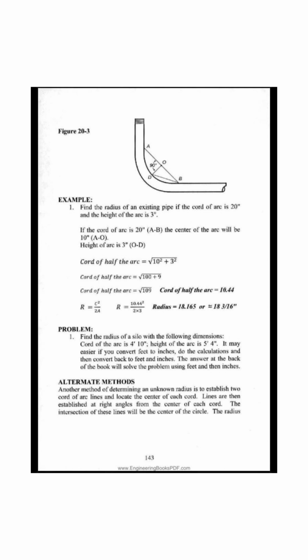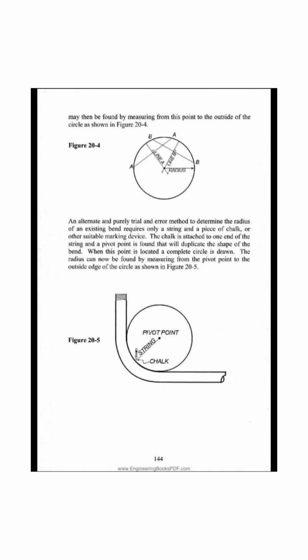Alternate methods. Another method of determining an unknown radius is to establish 2 chord of arc lines and locate the center of each chord. Lines are then established at right angles from the center of each chord. The intersection of these lines will be the center of the circle. The radius may then be found by measuring from this point to the outside of the circle as shown in figure 20:4.